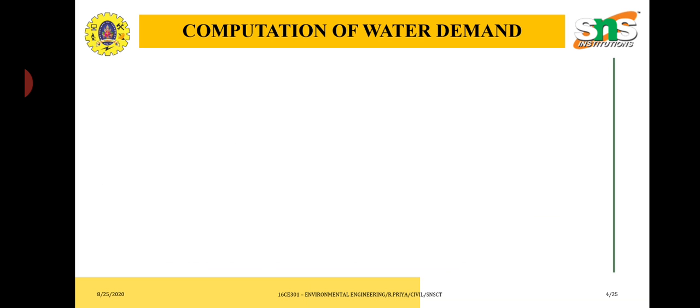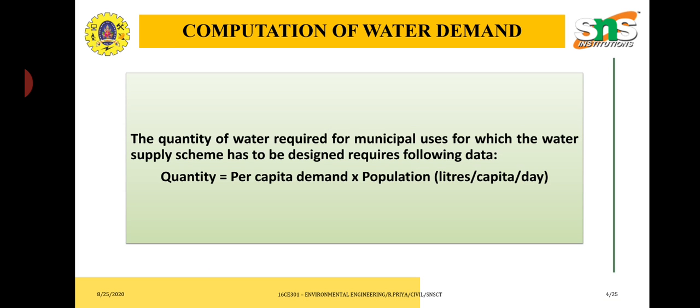So next, coming to the computation of water demand. How to calculate the quantity of water that is required for municipal uses? The quantity of water can be calculated by multiplying per capita demand by population, which is given in terms of liters per capita per day. So what is meant by per capita demand? We all know about population.